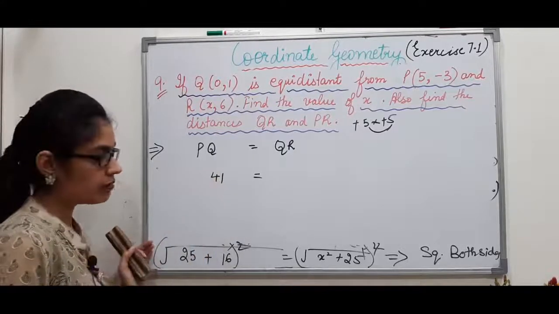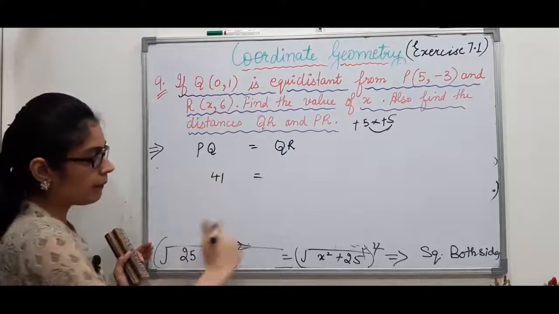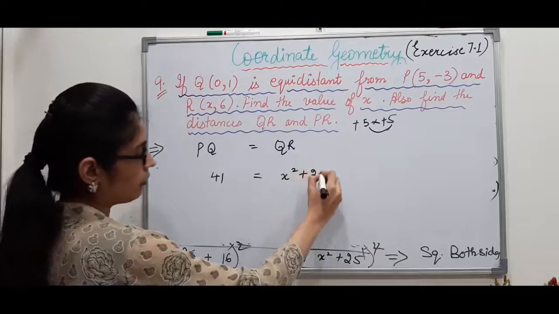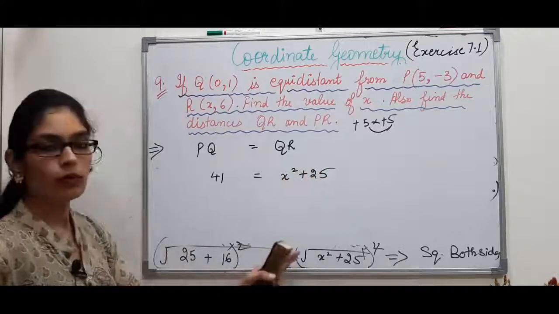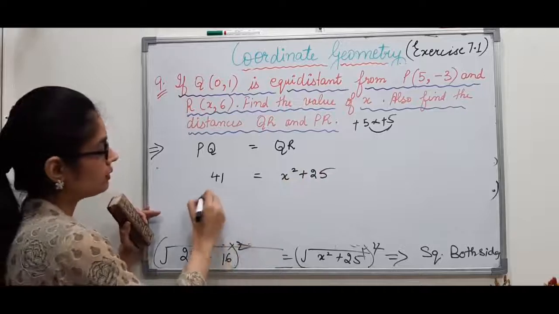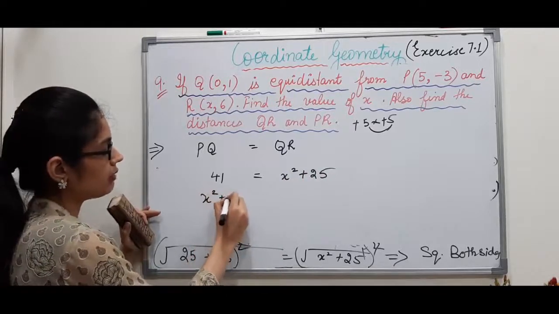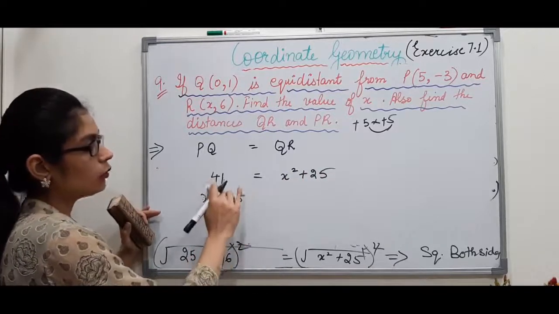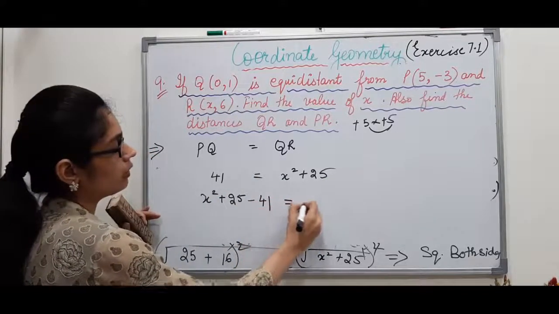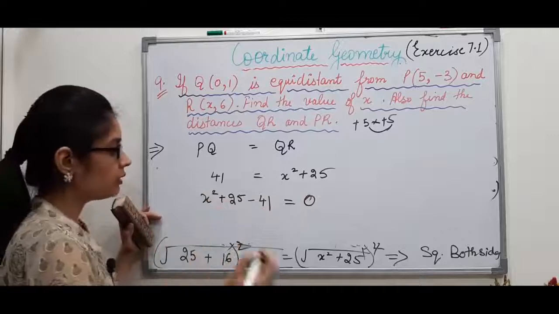So only 41 we have to write, and this side it will be x square plus 25. See, square roots we have cancelled now. Now we will shift all the terms to one side. So x square plus 25 I will write as it is. This 41 also I will shift to the other side, so it will be minus 41. Other side nothing will be there, which means 0 we have to write.